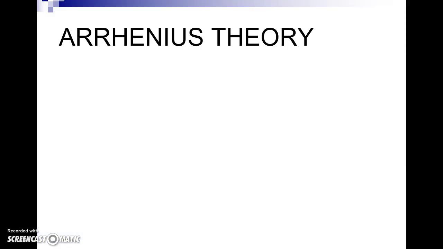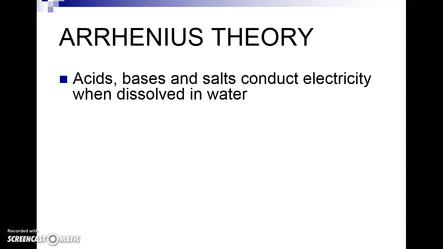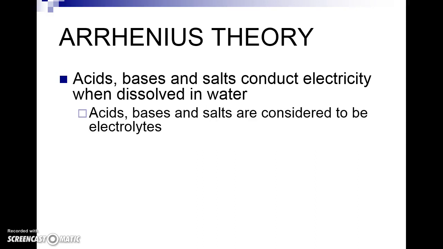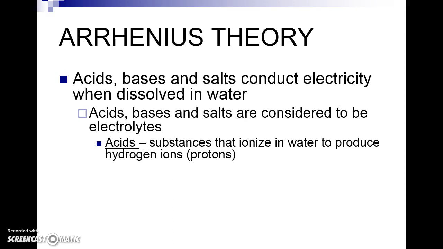We're going to start with some theories on acids, and one is the Arrhenius theory. Acids, bases, and salts conduct electricity when dissolved in water. That means they're electrolytes. We learned this earlier when we did the test with the light bulb, where we put things that conduct electricity, that break into ions, and they're able to transfer that electricity to complete the circuit and light the light bulb.